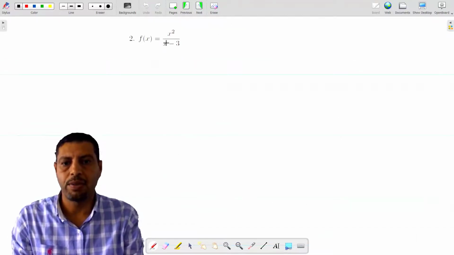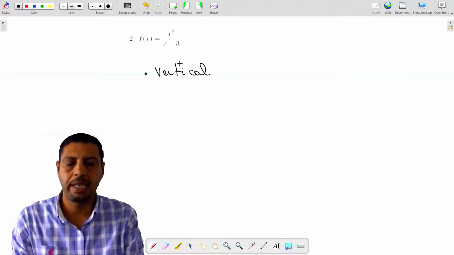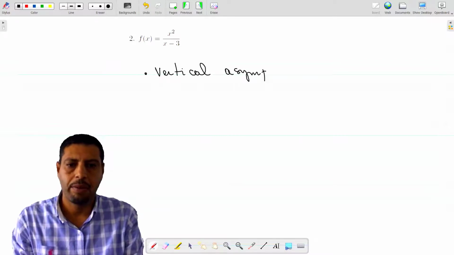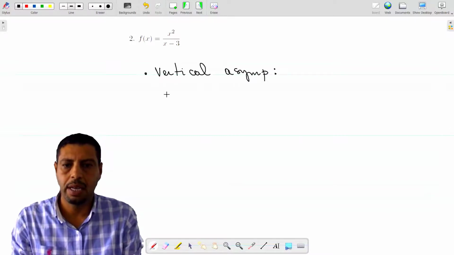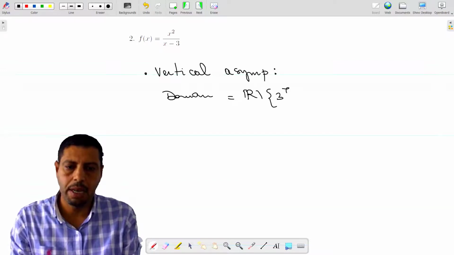Here we have f of x equals x squared over x minus 3. It's obvious that the only point where you may have a vertical asymptote is x equals 3, since the domain is the set of all real numbers except 3, which makes the denominator equal 0. Vertical asymptotes. So I will write it quickly. The domain is R except the point x equals 3.